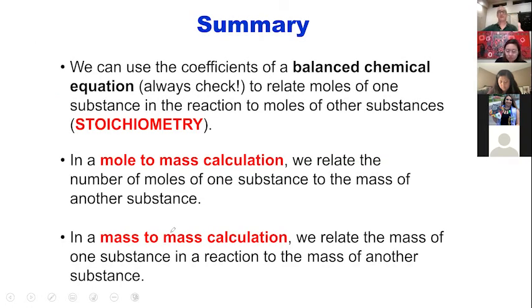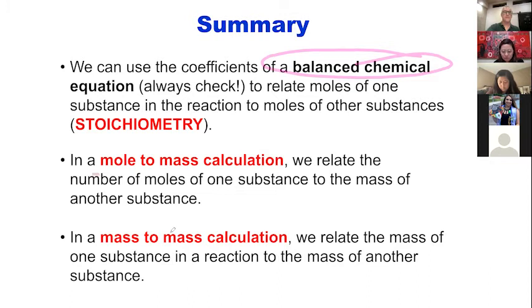So basically, to sum up, we always check to make sure that the chemical equation we're using is balanced. That is so important because all it does is relate the number of moles of one substance in a reaction to moles of other substances in the reaction. So if we're given one, we can always calculate the other, but only if we know the molar ratio. And remember, that's never a mass ratio. It's always a molar ratio.